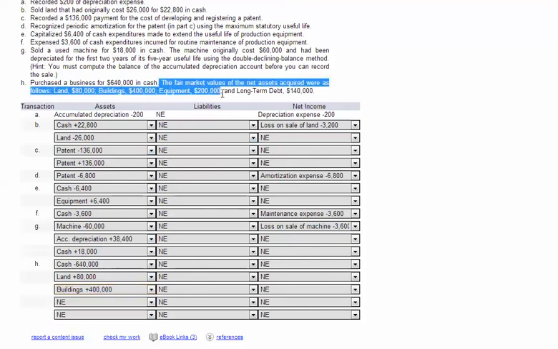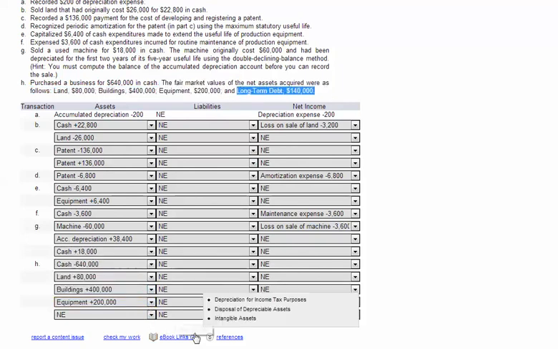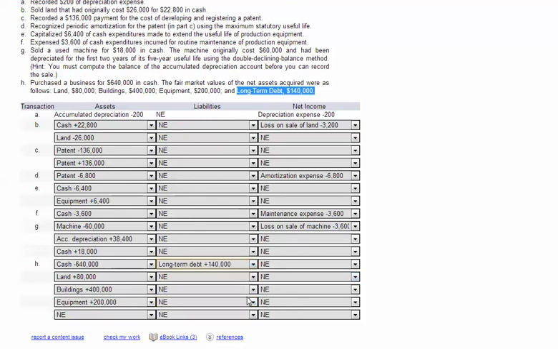Increase equipment for $200,000. And then we also get to increase our liabilities for $140,000. So our long-term debt is going to increase as well. Now here again, we would have to add up all of our assets and subtract the liabilities to see if these two actually equal, and they don't.